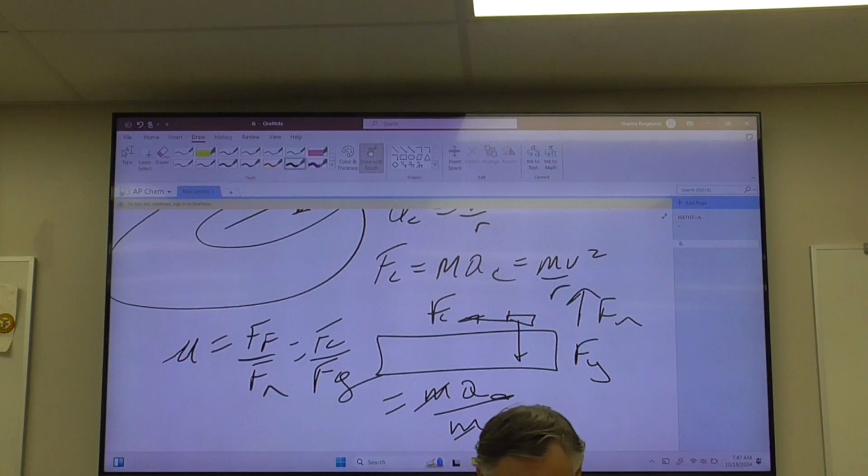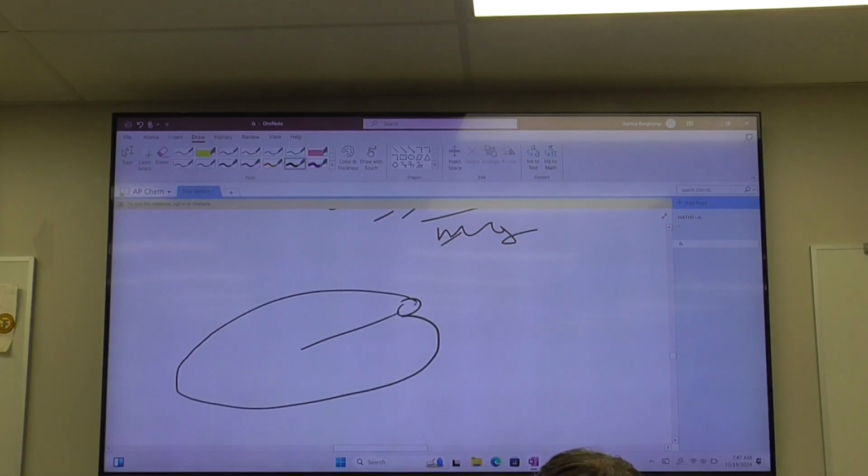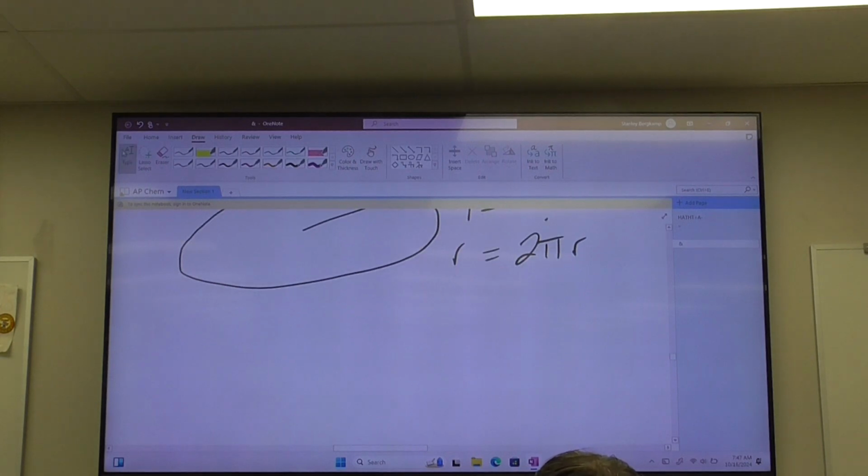That's one option. Now, in the lab that you're going to do today, you're going to take a rubber stopper, and you're going to swing that around on the end of the string. And you're going to measure the period, and you're going to measure the radius, and that's going to allow you to calculate the circumference. So the other way that you can do this is that you can use v equals 2 pi r over t.